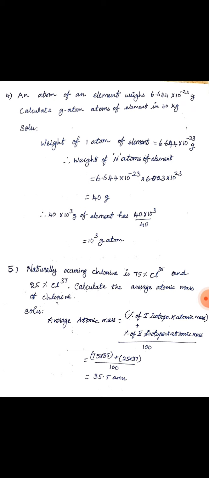Okay. In this we have isotope values of chlorine. Naturally occurring chlorine is 75% chlorine of mass number 35 and 25% chlorine 37. Calculate the average atomic mass of chlorine. Solution: average atomic mass equals percentage of first isotope into atomic mass plus percentage of second isotope into atomic mass, overall divided by 100, because we have taken percentages, so we need to divide by 100.